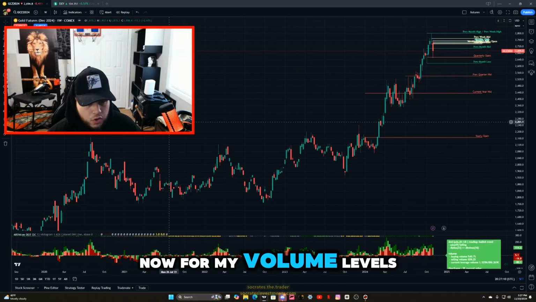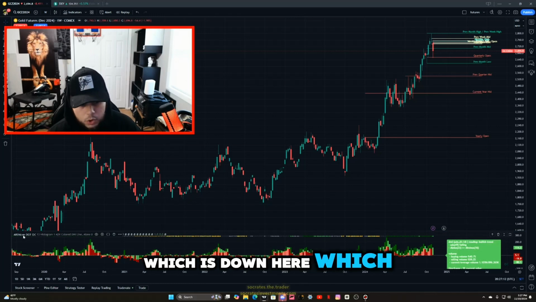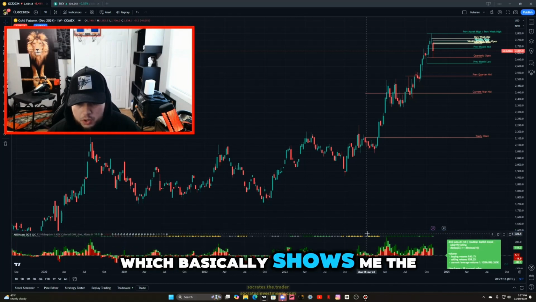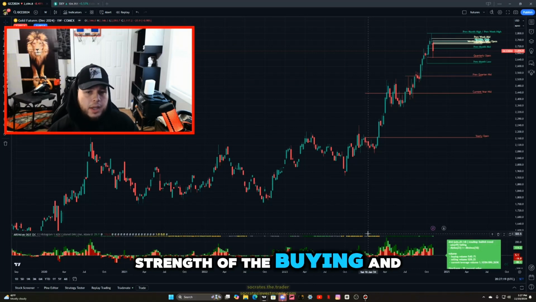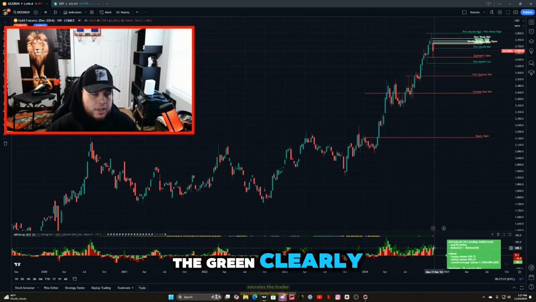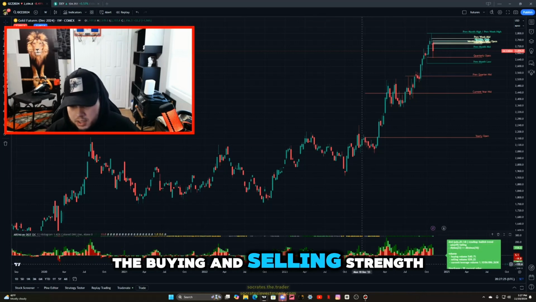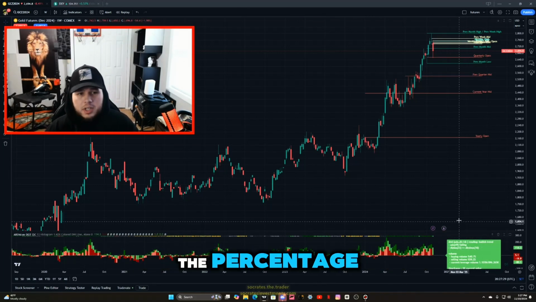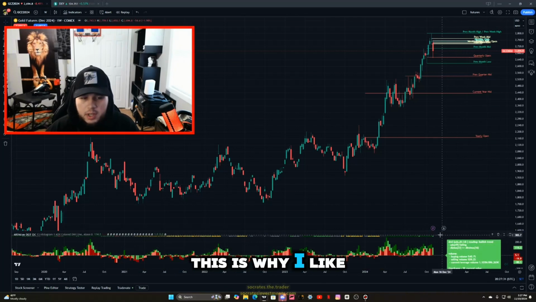Now, for my volume levels, which is down here, which would be Arena by DGT, which basically shows me the strength of the buying and the selling. Like these candles down here, the green clearly, same as here, would be the buying and selling strength. And you can get a cool little visual box with the percentage. It's just visually pleasing. This is why I like this.